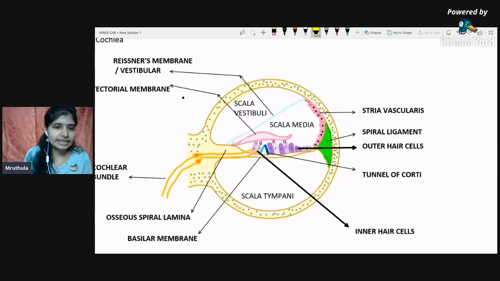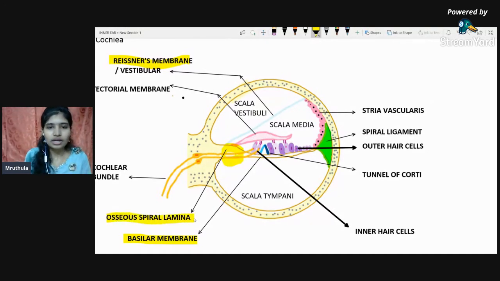First, we'll see the boundaries. There are three important boundaries. What is the roof, what is the floor, and what is the lateral aspect? The roof is formed by Reissner's membrane, otherwise called the vestibular membrane, and the floor is formed by the basilar membrane. Okay. And on the lateral aspect, this is the lateral aspect, we have the osseous spiral lamina.